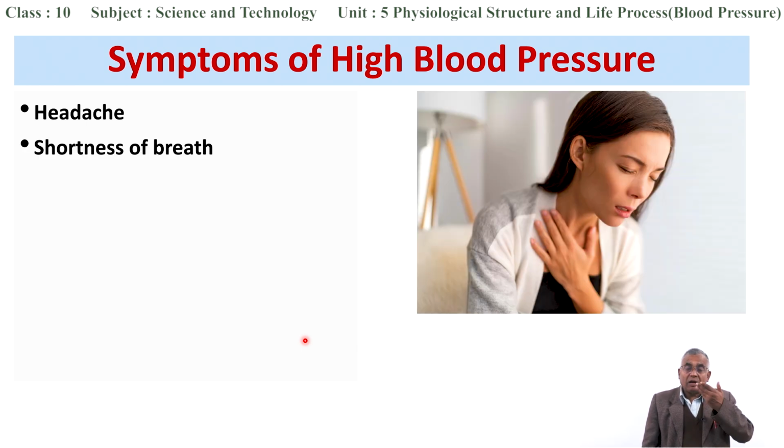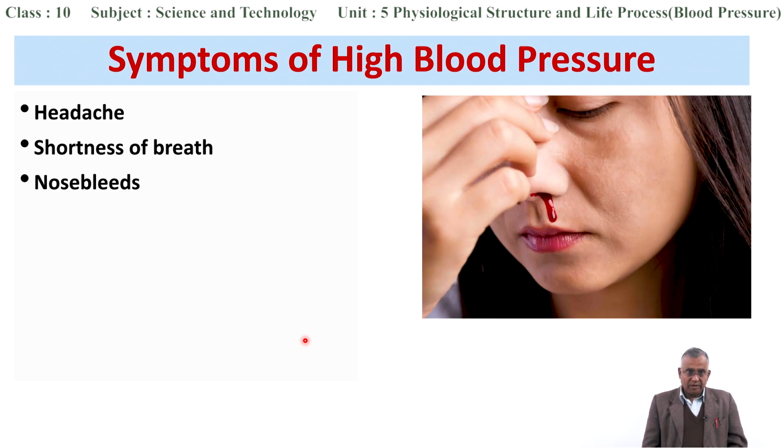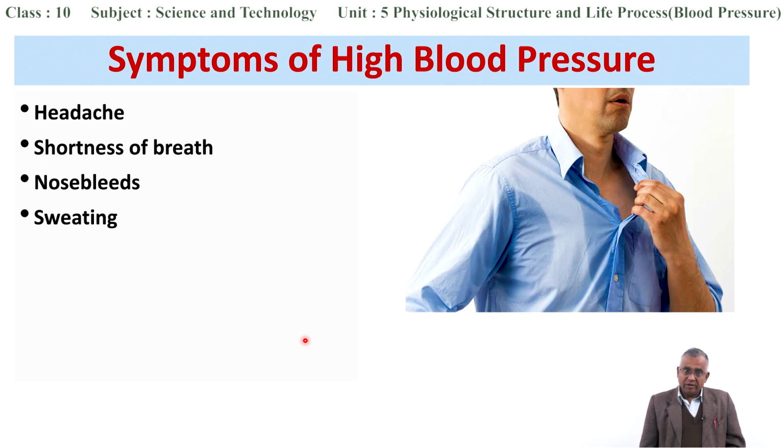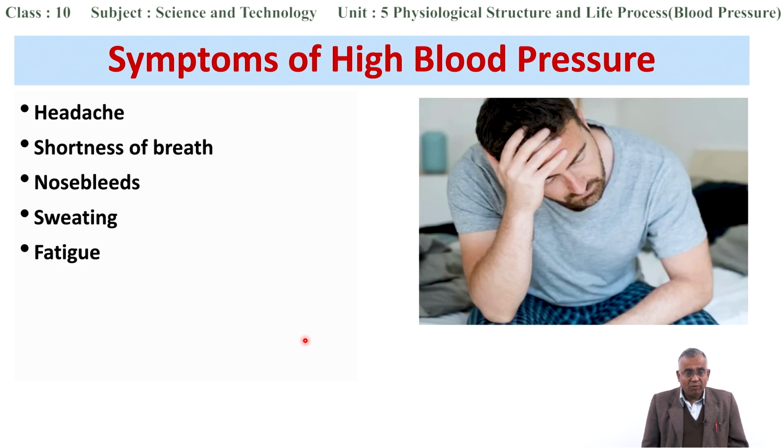Next is shortness of breath. The person cannot take deep breaths. Next, nose bleeds. In the diagram it is very clear that the nose is bleeding. Next is sweating. Sweating may be due to summer also, and nose bleeding may also have other causes. You must be careful about these things. But if a number of such symptoms are in a person, that indicates the person is suffering from high blood pressure.